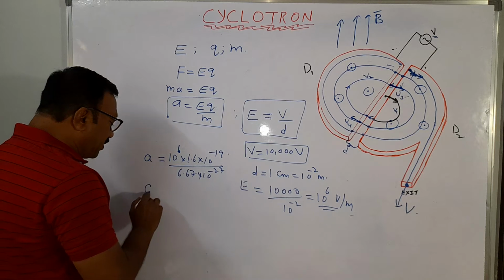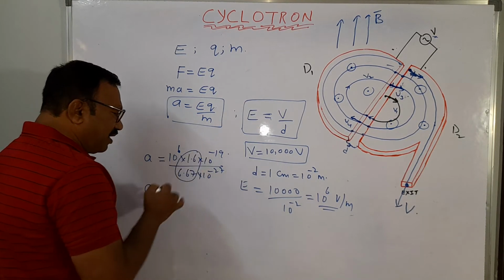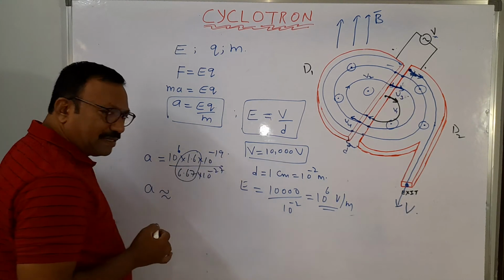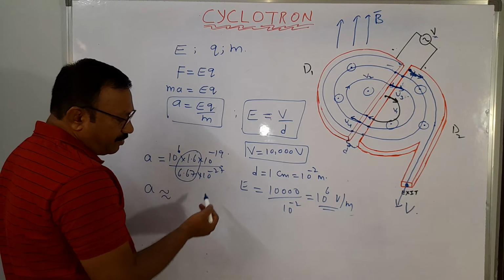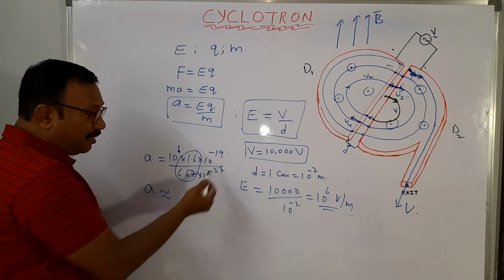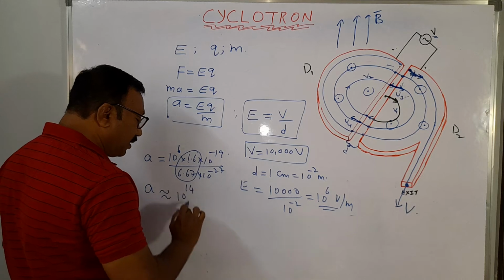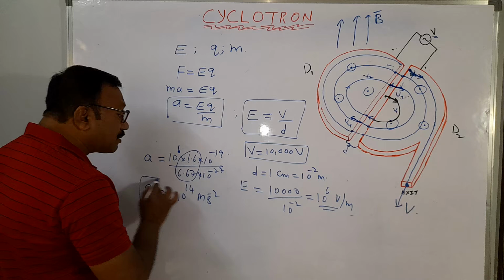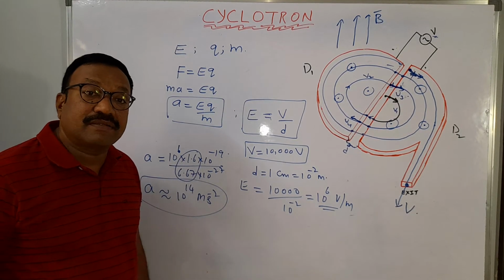See, what is the acceleration approximately? Let us forget about these numerical values. If I take 10 to the power of minus 27 and minus 19, 27 minus 19, how much is it? 8. 10 to the power of 8 I'll get, and 10 to the power of 6 more is there. So 10 to the power of 14. Approximately it is on the order of 10 to the power of 14 meters per second squared. Such a big acceleration it is.